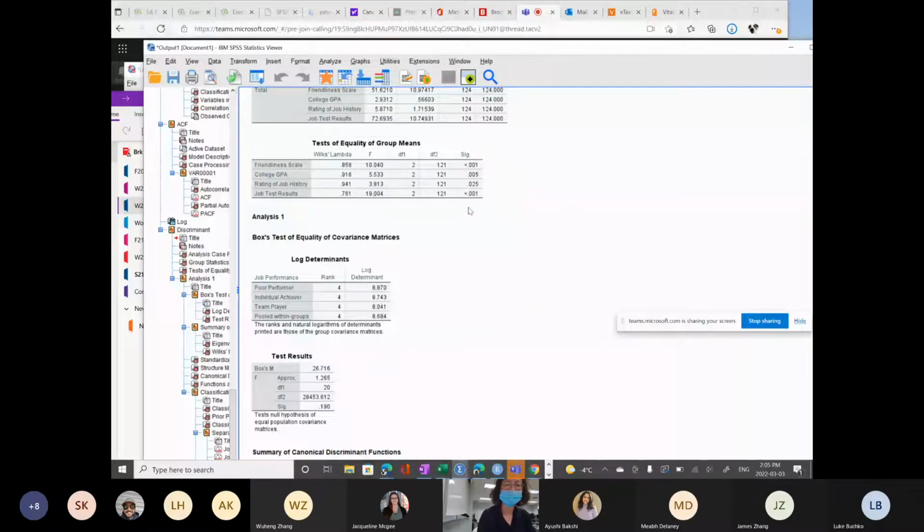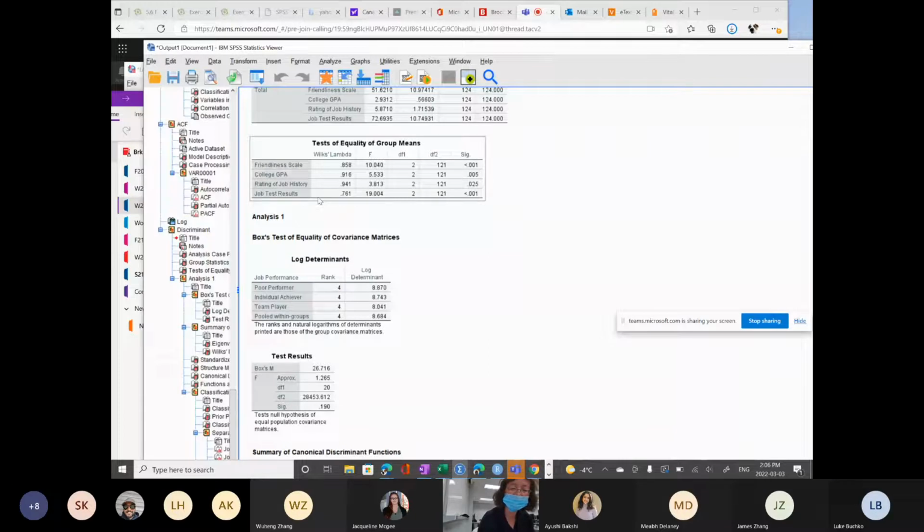Okay, similarly for job rating and job test result, they're all significant, means the mean value for rating of job history across 3 groups are significantly different. And also the mean value for job test results across 3 different groups are significantly different. Okay, here significant means different. The mean value for 3 groups are different. This is what we want, actually.